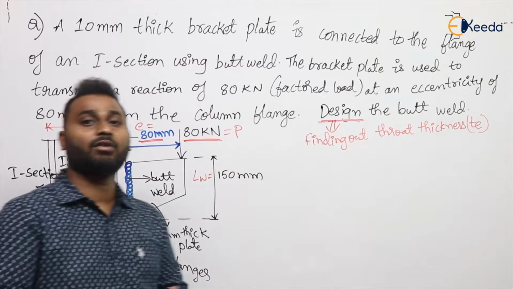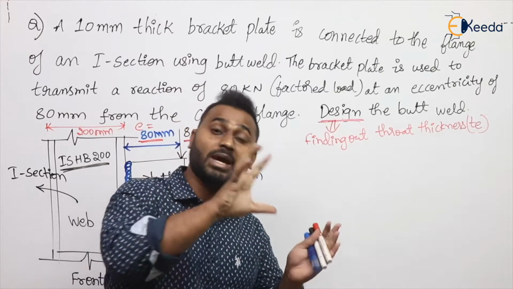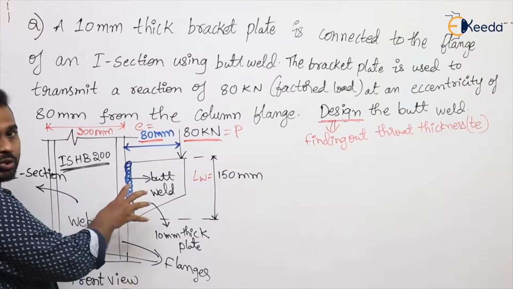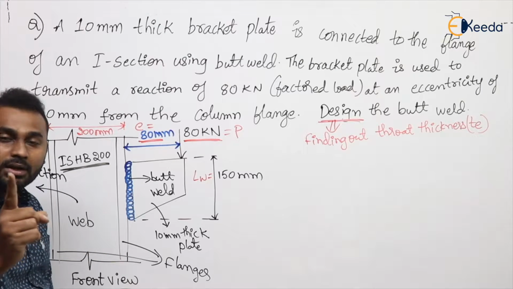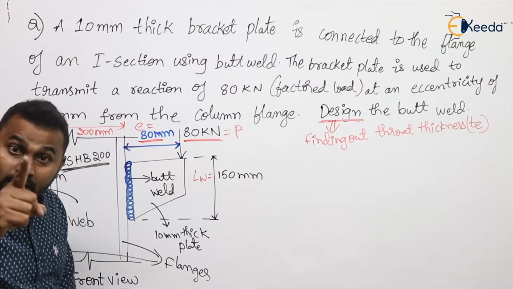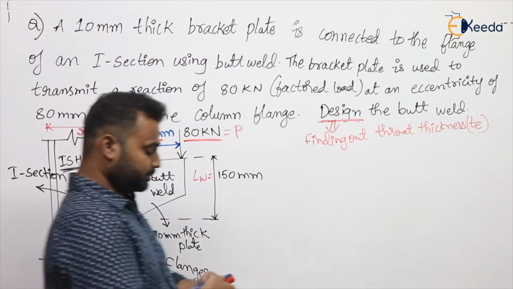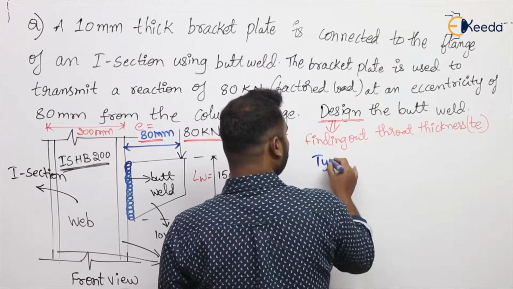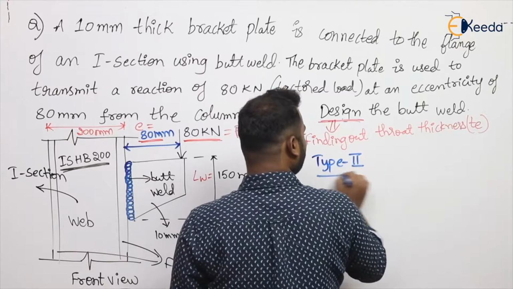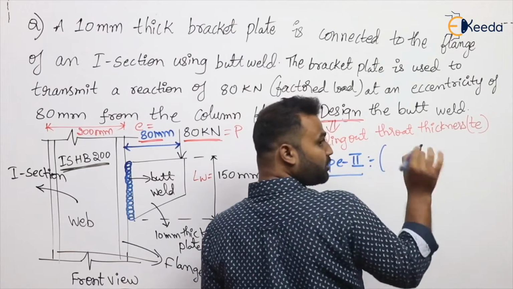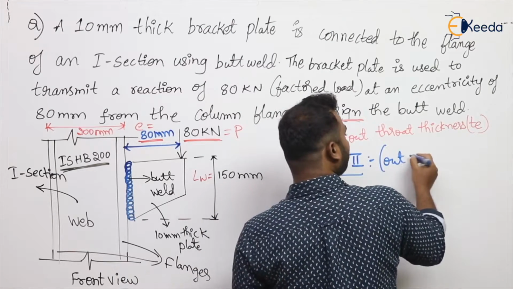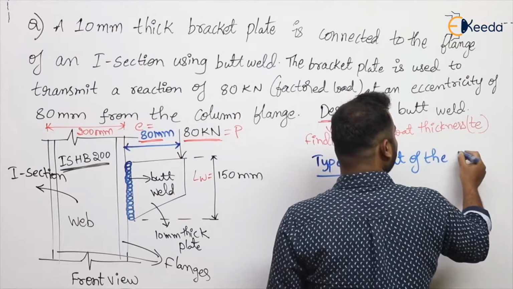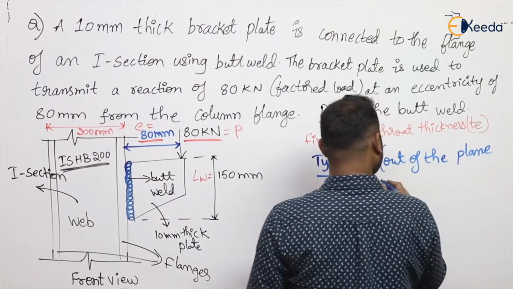Of course, in eccentric welded connections, we have discussed two types, that is type 1 and type 2. Now this particular connection shown on the board comes under type 2 eccentric welded connection. Here I'll write: type 2 eccentric welded connection. A type 2 eccentric welded connection is nothing but the load is out of the plane eccentricity. Out of the plane eccentricity.